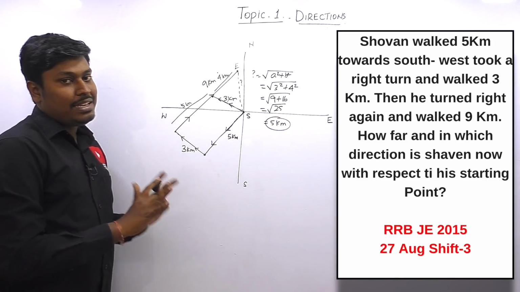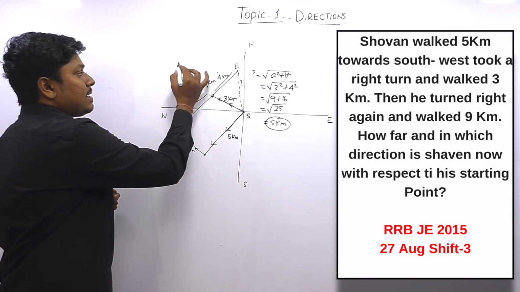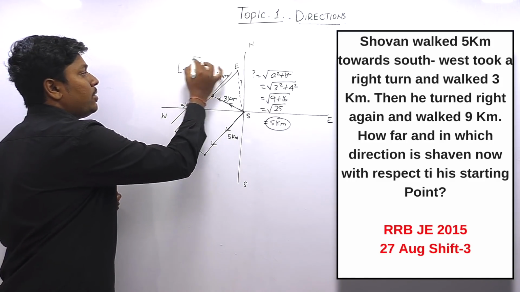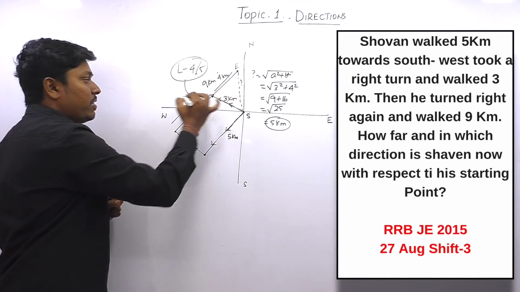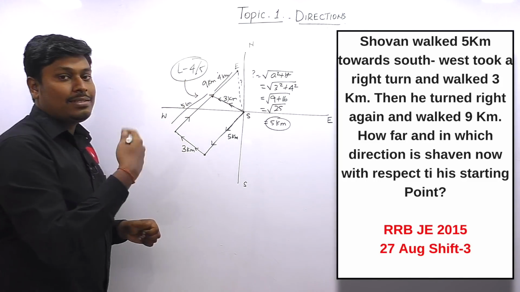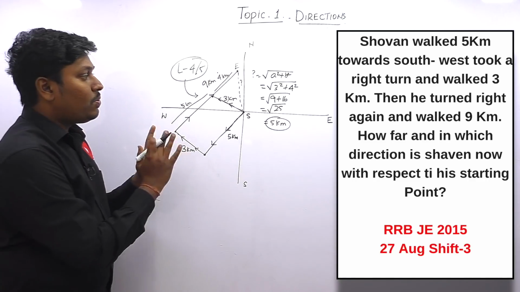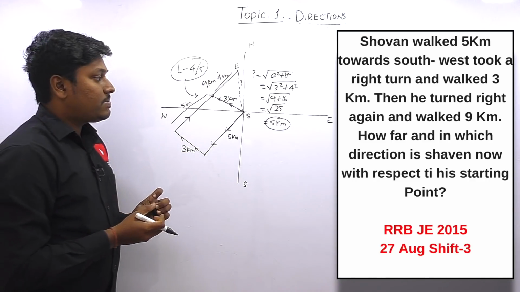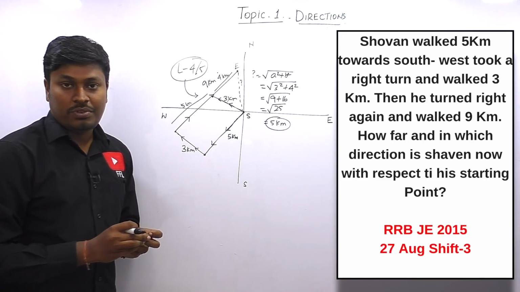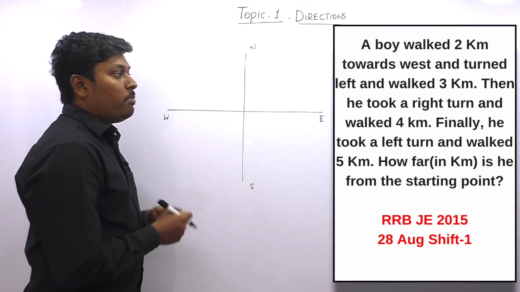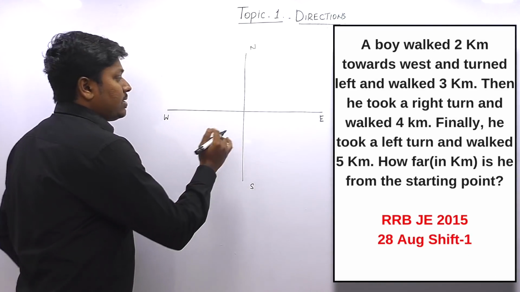Really a simple and easy question. So remember that in lesson number 4 or lesson number 5 on my YouTube channel, I have taught the same type of question, traveling northeast, southwest, and in those cases how to use the Pythagoras theorem. So this is the way you have to find the answer. So this will be the answer for question number 4. Question number 5. A boy walked 2 kilometers towards the western side.